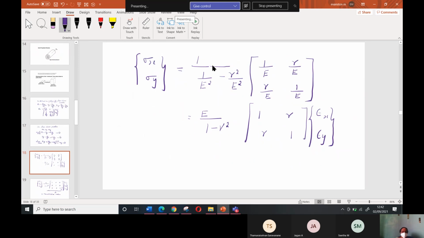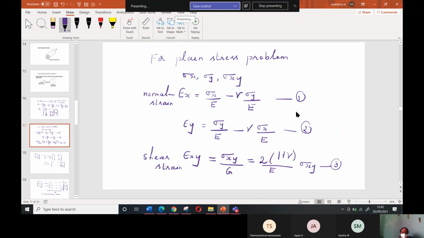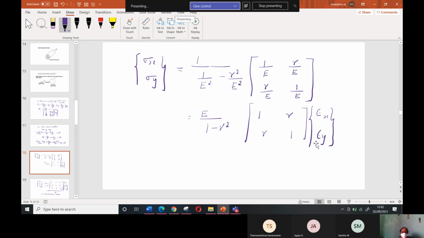Check whether you are having these values. I'll give you time, because I didn't solve these equations 1 and 2. Just check whether you are able to get the answer like this. So this is called the constitutive matrix for the plane stress problem.